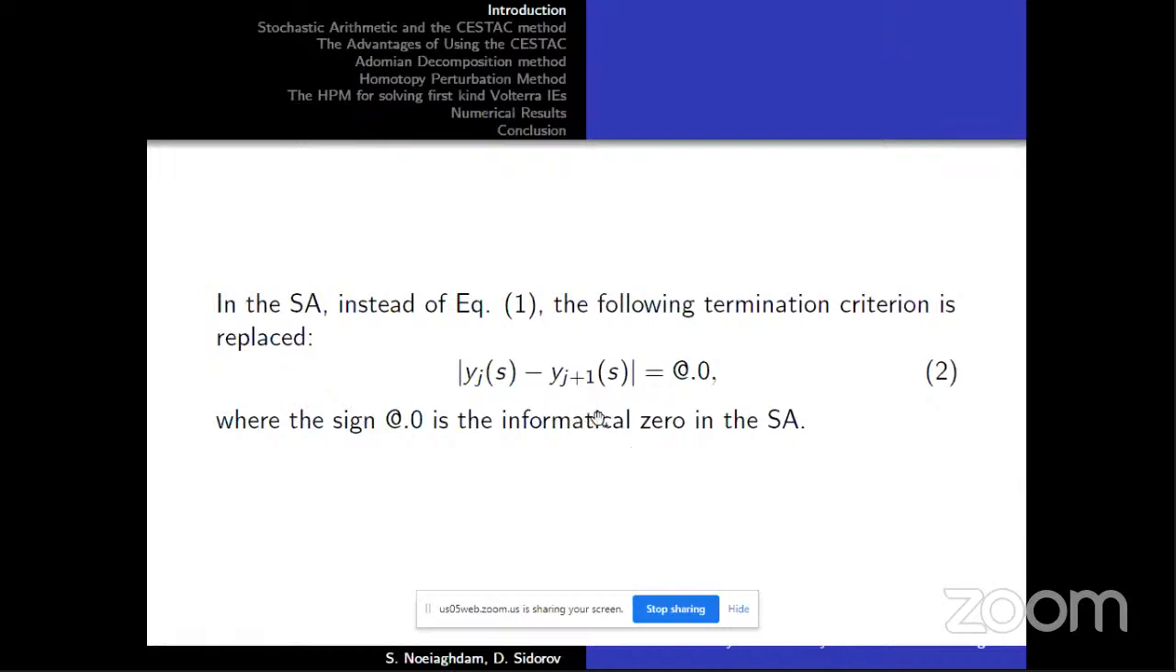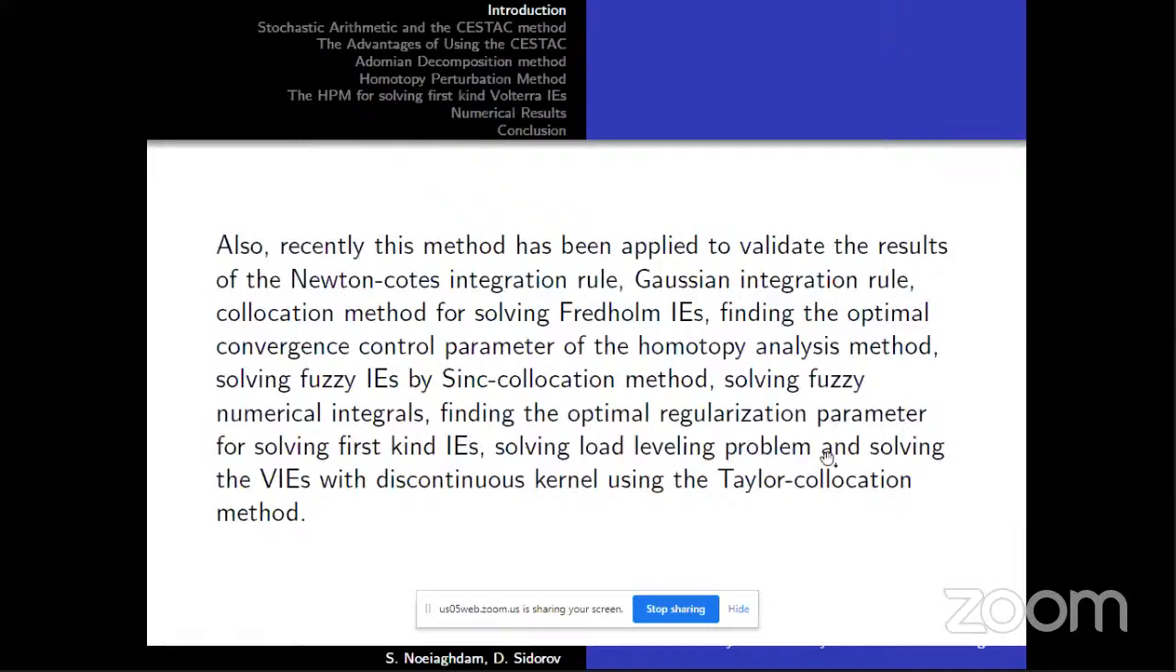So here, instead of the traditional error, we will apply this condition. And I describe the word assigned zero. Recently, we applied the CSTAC method for different topics of numerical analysis, also solving Fredholm integral equations, solving fuzzy problems, finding the optimal regularization parameter for solving first kind integral equations, and also the Taylor collocation method for solving load bearing problems.